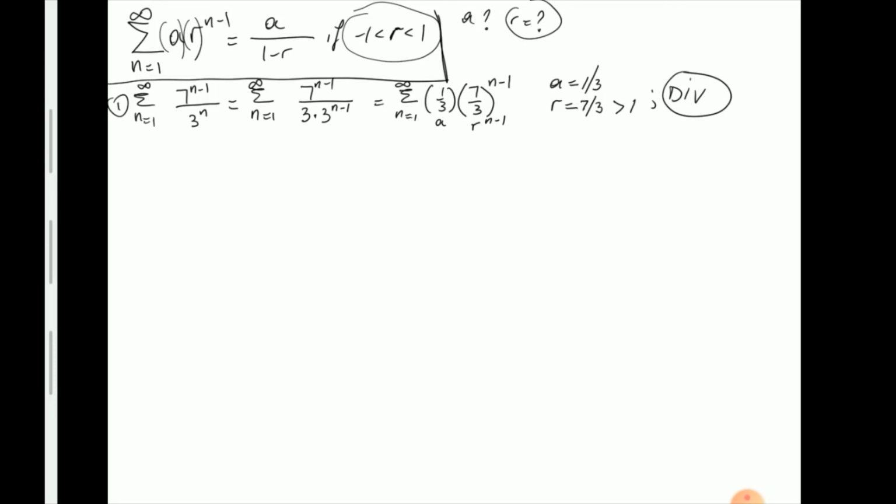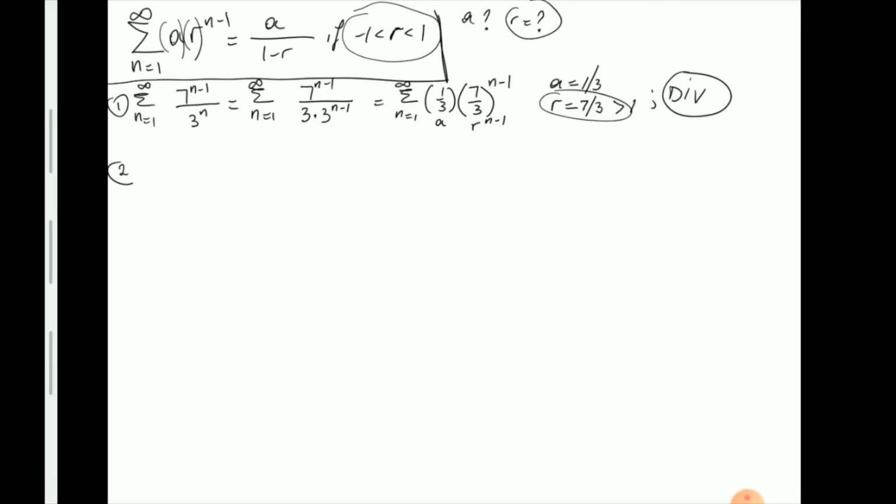And of course with practice you could spot this from a mile ahead. You look at 7 to the n minus 1, 3 to the n, and you realize that with some algebra manipulations it's going to boil down to 7 over 3 to the power n minus 1. But that 7 over 3 is the key thing. That's the ratio of the series, which being greater than 1 makes it divergent.